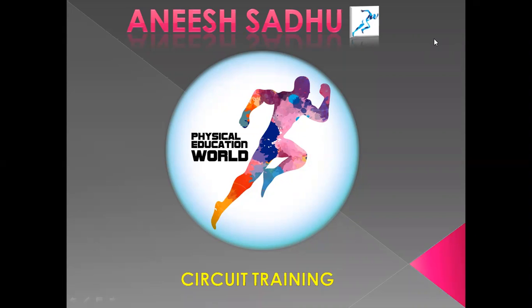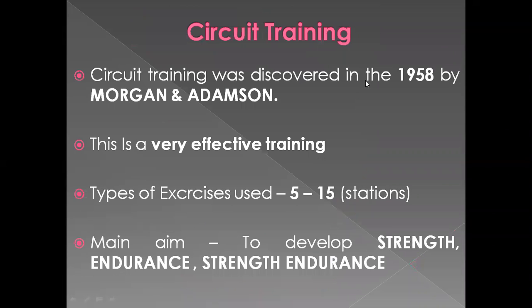Today's class is about circuit training. Circuit training was discovered by Morgan and Adamson in the year 1958. It is a very effective training to develop strength endurance. In circuit training, we can develop strength endurance physical fitness components.